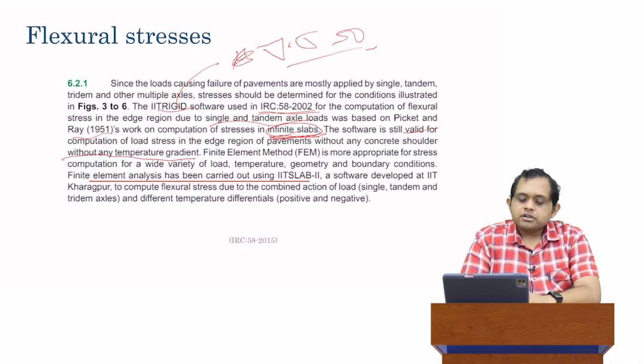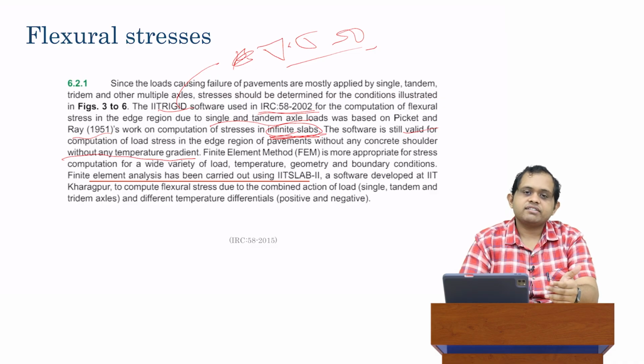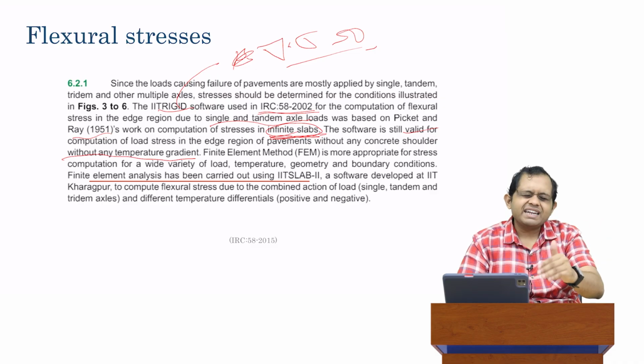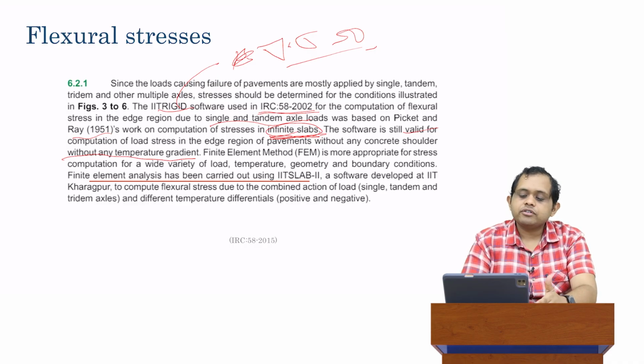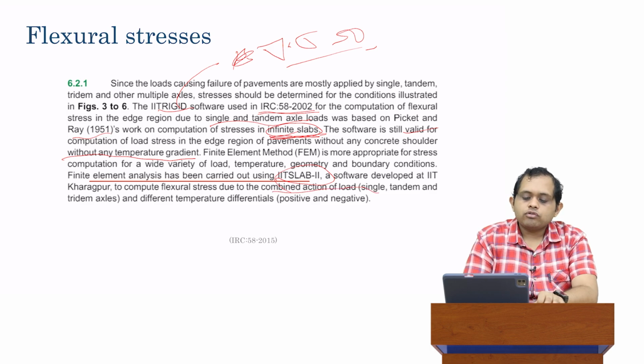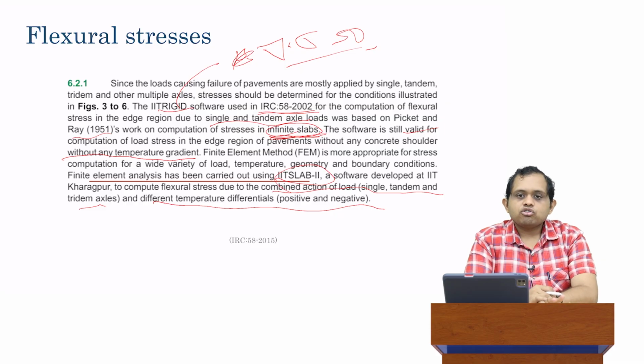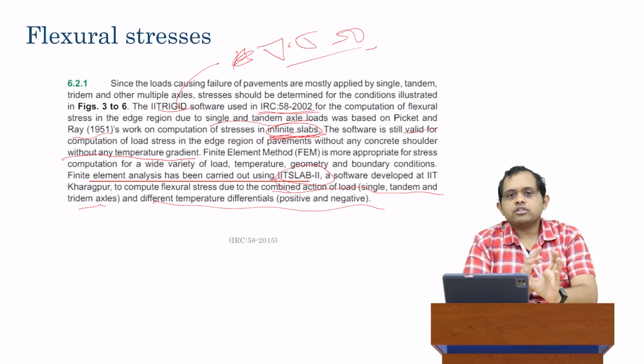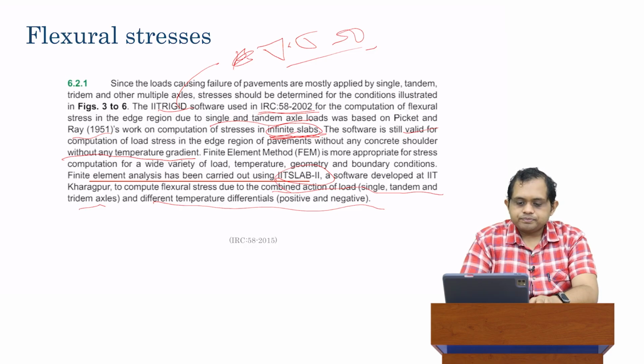Therefore, the finite element method is most appropriate for computation for a variety of loads, and so a new software program was used in the current edition, IRC 2015, but also its immediate predecessor edition, the third and fourth revisions. There the stresses are calculated using a different program called IIT SLAP 2, also developed at IIT Kharagpur. It computes flexural stresses due to the combined action of loads and different temperature differentials. For these load configurations, as well as the temperature, thickness and material properties, IIT SLAP 2 was a new program, based on the finite element method, which was used to calculate stresses.